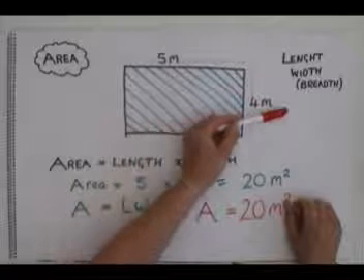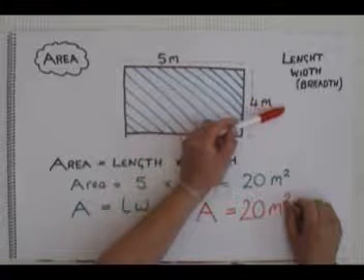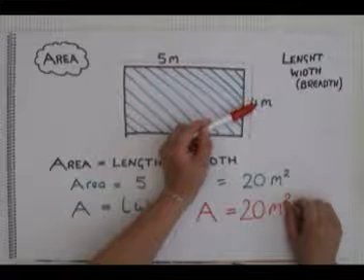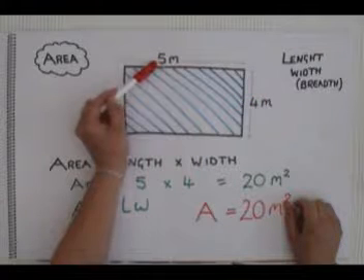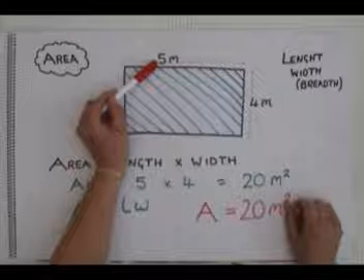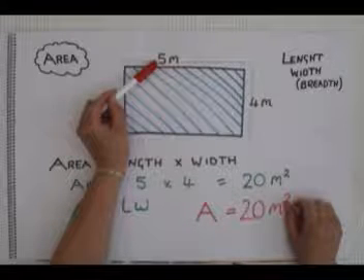If the width was shown in centimetres, 400 centimetres for example, you must convert it to metres before you work your sum, or convert 5 metres into 500 centimetres. Don't ever work with mixed units.